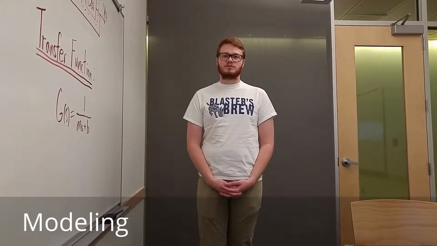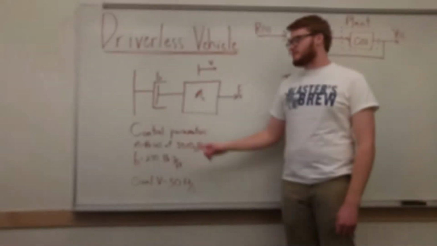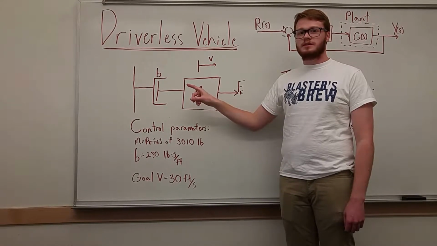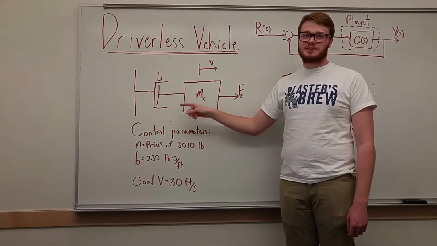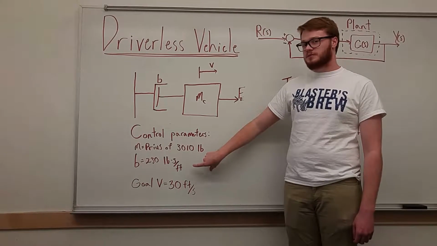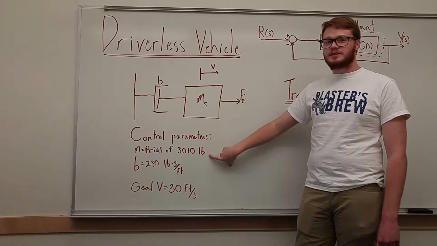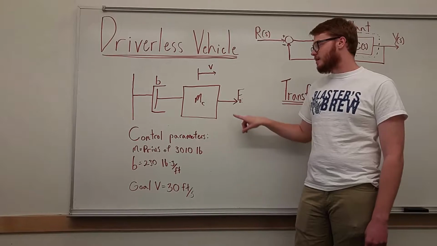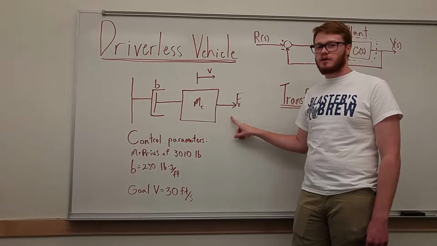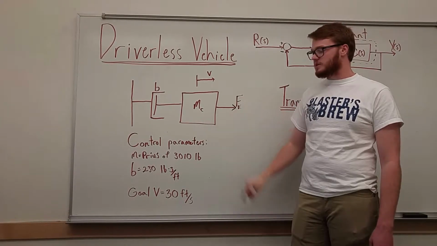Our controller will be used to reach and maintain a constant velocity. For our system, our dampening coefficient represents the dampening from the tires on the road, and that's specifically a dry road. Our dampening coefficient is 230 pound-seconds per foot. Our mass of the car, we're modeling our car as a Prius, is 3,010 pounds. The force is representing the force of the engine applied to the car, and our velocity is the velocity of the car, and our goal velocity will be 30 feet per second.